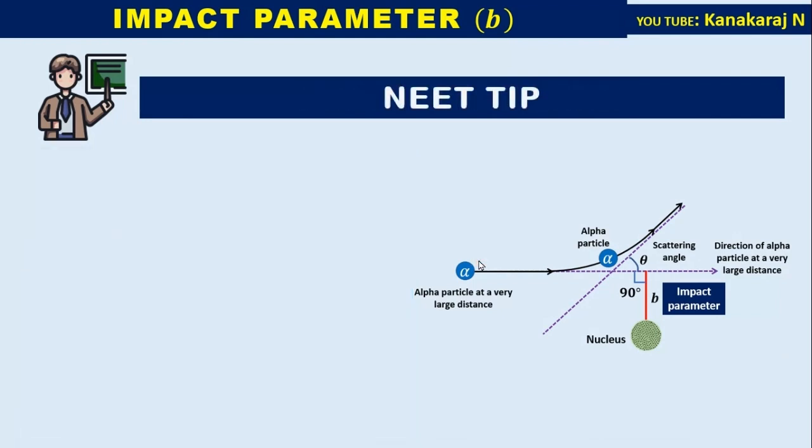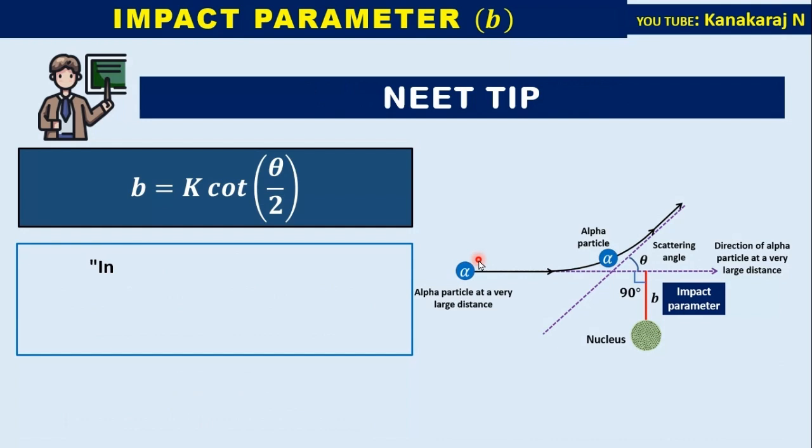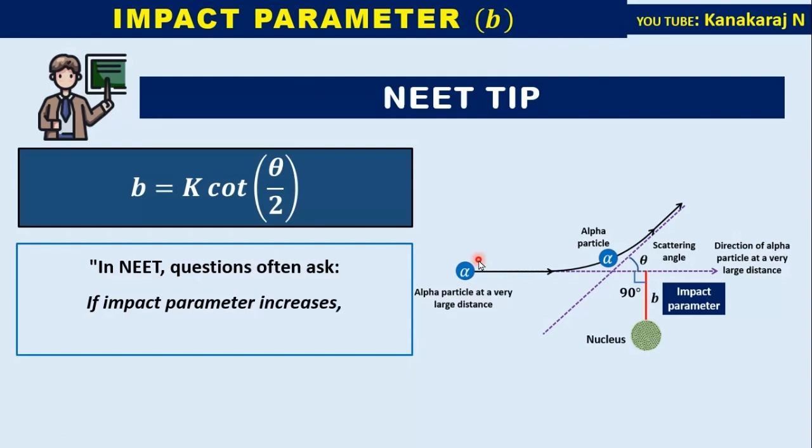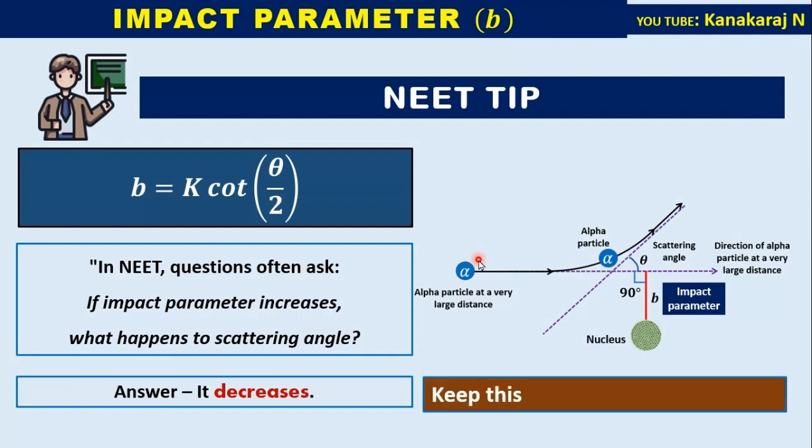NEET tips. B equals K times cot theta by 2. In NEET, questions often ask, if impact parameter increases, what happens to the scattering angle? The answer is simple, it decreases. Keep this inverse relation in mind. Impact parameter and scattering angle are in inverse relation. B equals K times cot theta by 2.